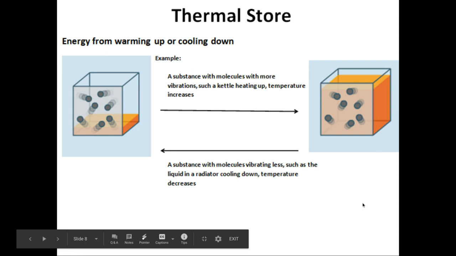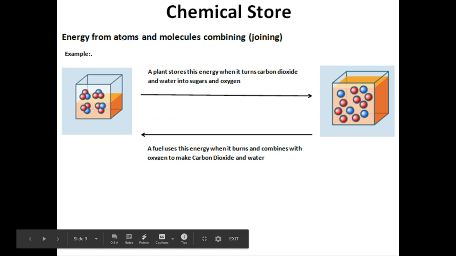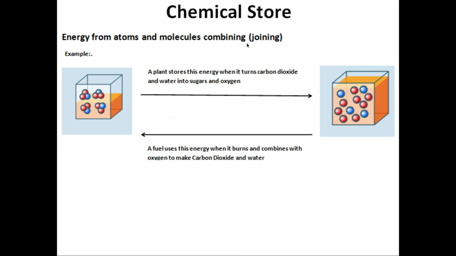Okay, then chemical store, energy from atoms and molecules combining or joining together. Now, we haven't done a huge amount of this. We did talk a little bit about making new substances in the particles topic, but we're going to talk a little bit about photosynthesis now. So we've got the emptier chemical store.